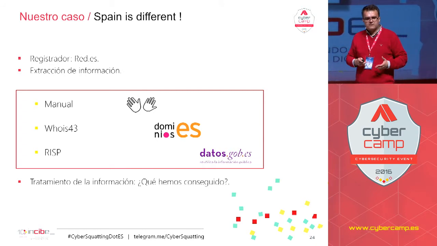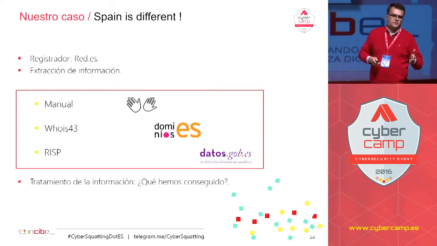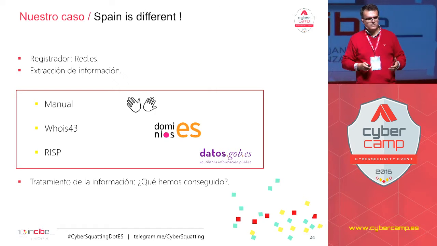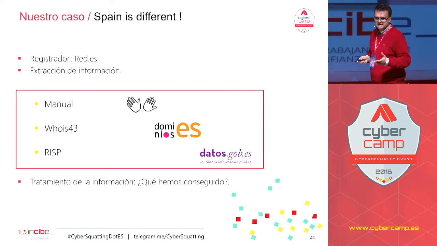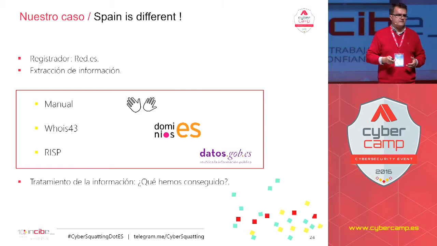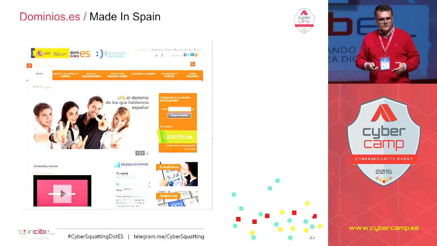We started with manual data extraction. Then we saw there were better ways to do it. We had Whois 43 and others like RISP, but manually. So Whois 43, and RISP, you could use it for other purposes. We decided to go with the good one.